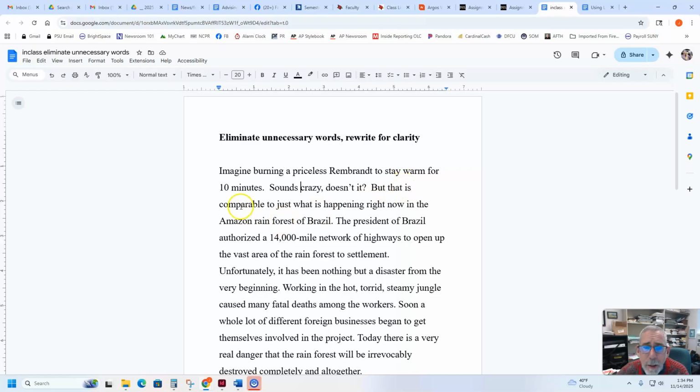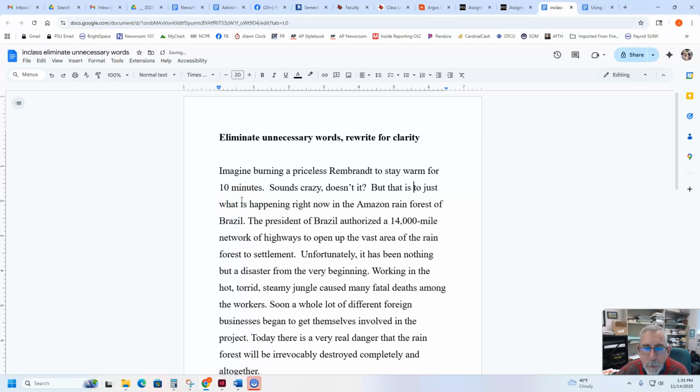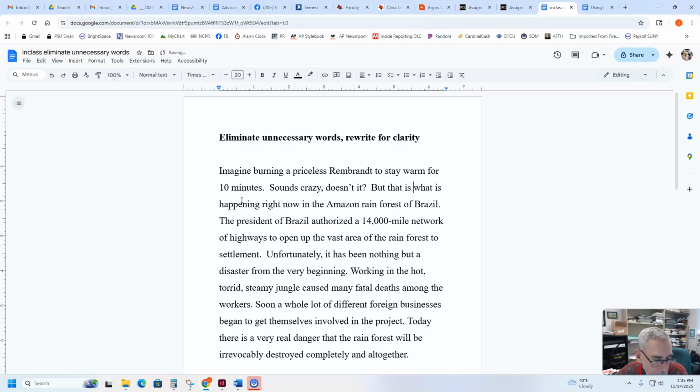But that is comparable to just what is happening right now in the Amazon rainforests of Brazil. All right, another bloated sentence. We don't have to say it's comparable. We could just say that is what is happening. We can make this into a metaphor instead of a simile. But that is what is happening, right now in the Amazon rainforest of Brazil.